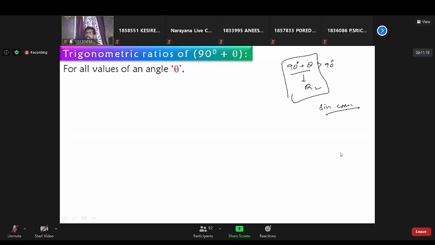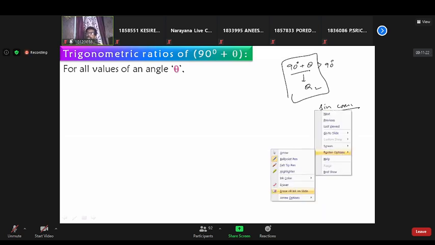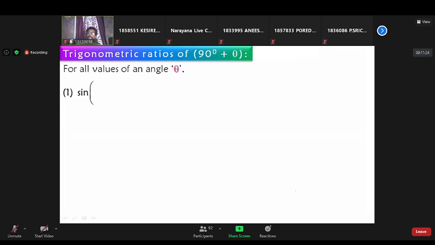So by applying that sign system, we get the trigonometric ratios conversion. If the angle is in the form of 90 plus theta, then sine of pi by 2 plus theta, or sine of 90 plus theta, is equal to cos theta. Observe, the pi by 2 plus theta angle lies in the second quadrant. So sine is positive, but there is a change in the trigonometric ratio. Sine of pi by 2 plus theta is equal to cos theta. Second one, cos of pi by 2 plus theta is equal to minus sine theta.